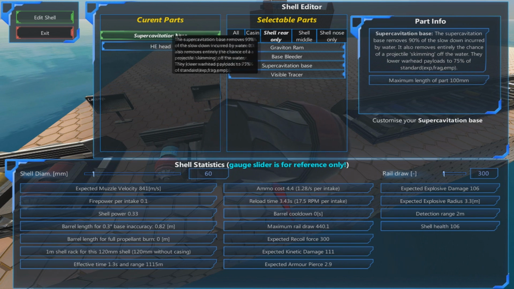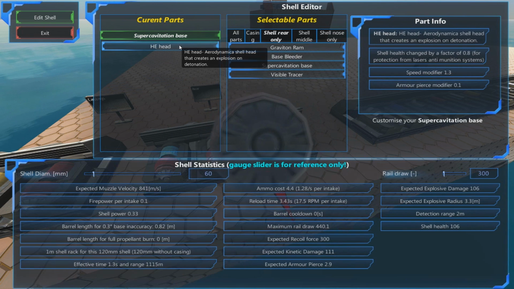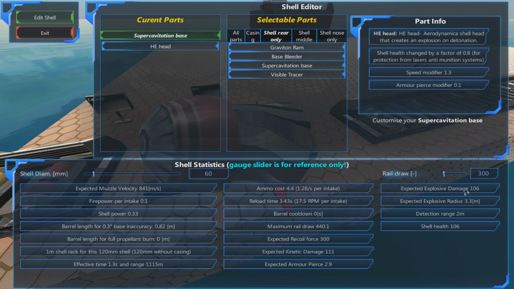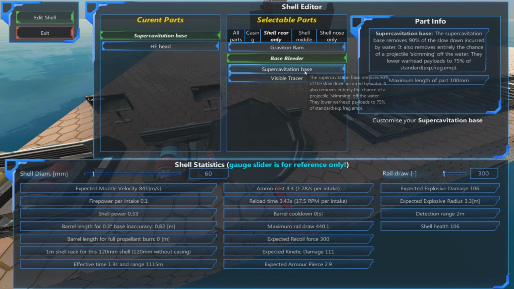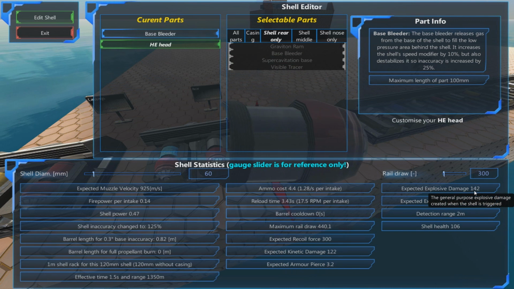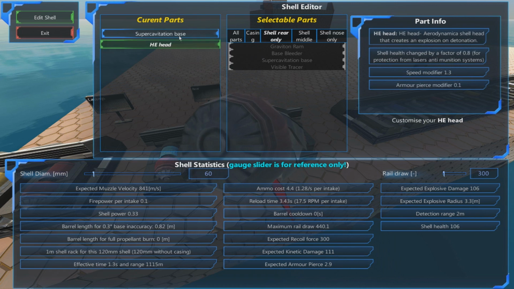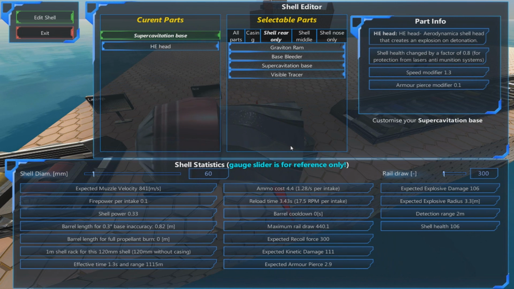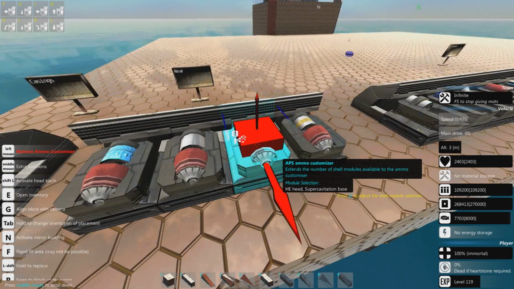But yeah, supercavitation bases, very good. They do lower your payload a little bit, so it's best used on shells. I'll give you an example. We've got 106 explosive damage right here. That's with the supercavitation base. Base bleeder, that's now 142. So bear in mind that your shells will do less damage. They will be way more effective against anything below the water, but you're not getting as much bang for your buck with anything above the water. So, that's fair and reasonable.